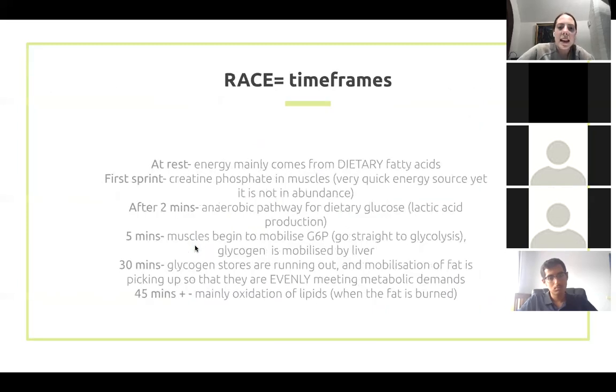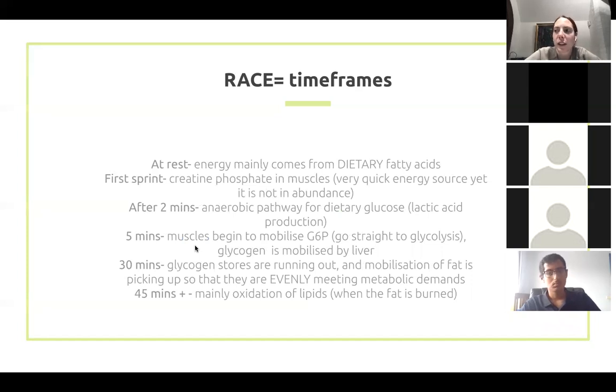If we think about a race, when we talk about a metabolic race, we just mean a 60-minute period of exercising. When you're resting, or just before you're about to race, most of your energy actually comes from your dietary fatty acids. This is because they're a high energy source. And even though we say fatty acids take a long time to mobilize, because they've come out of your diet, they're available for usage.